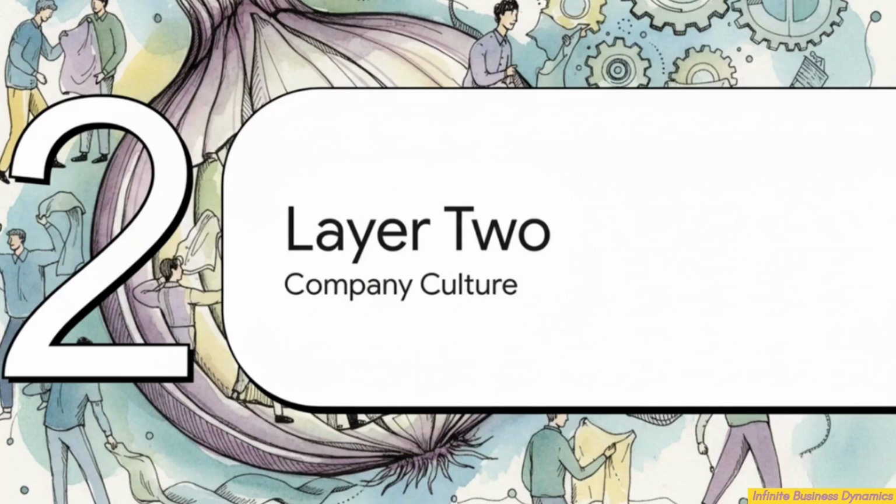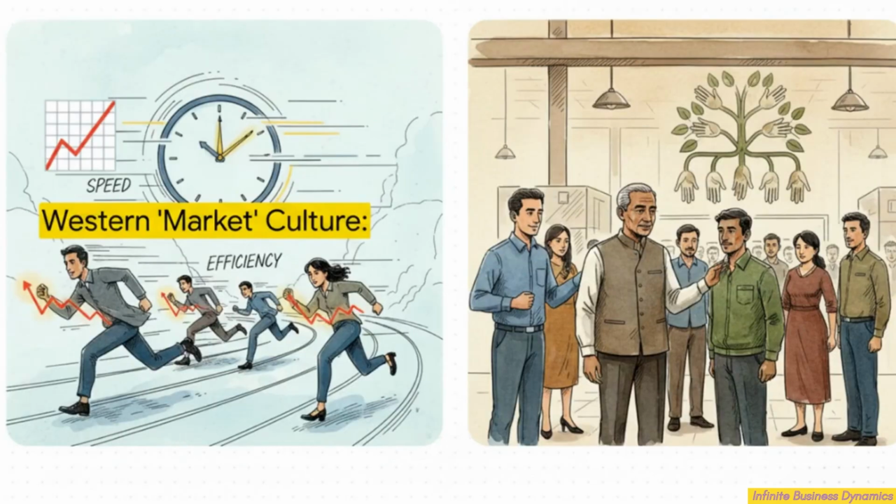All right, so that's the big picture national level stuff. But let's zoom in now. Let's peel back that next layer of the onion. What's actually happening inside the factory gates? What does the company culture feel like on a Tuesday afternoon? You know, a lot of Western companies run on what you'd call a market culture. They are absolutely obsessed with performance, beating the competition, hitting those quarterly numbers. It's all speed, results, bottom line.